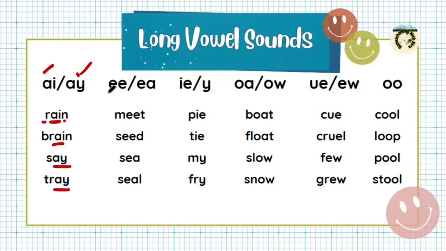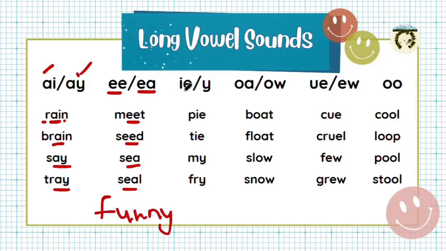Then we have the long E sound. We don't have any rules for when to use double EE and EA, but I have made some lists for kids that are so helpful. If you want to find out those lists of words, check out the description box. The words here are meat, seed, sea, and seal. Letter Y also says the long E sound as in the words funny and bunny.